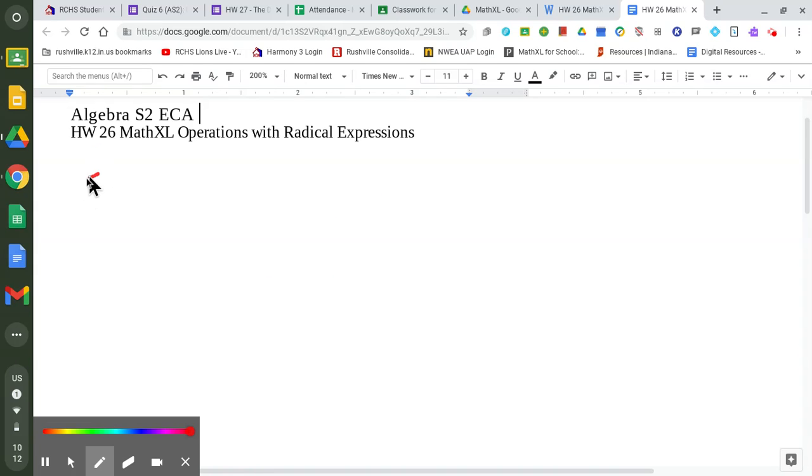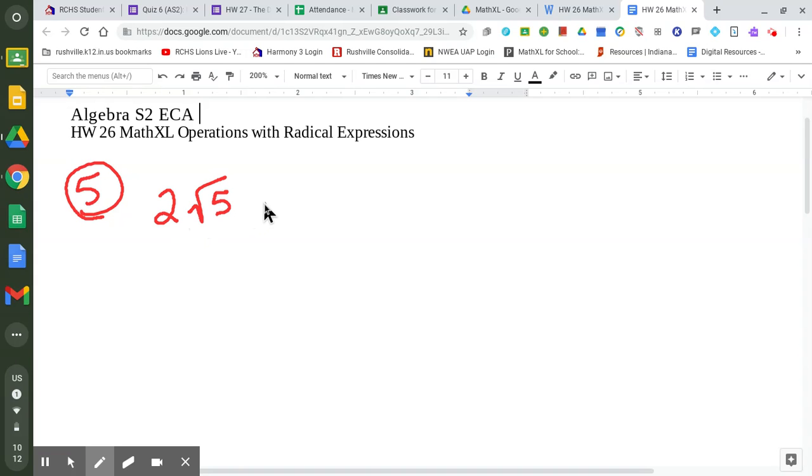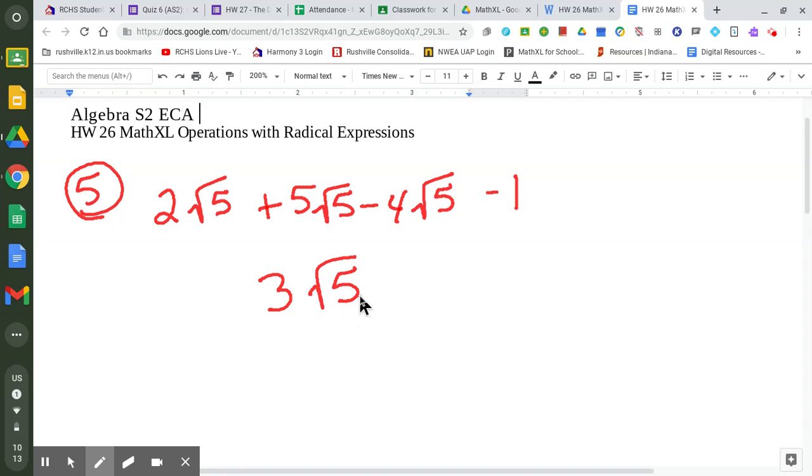Number 5, 2 square root of 5 plus 5 square root of 5 minus 4 square root of 5 minus 1. Now I have 3 terms that are like, and so I add the 2 plus this 5 plus or minus the 4. So 2 plus 5 is 7. Minus that 4 would give me 3 square root of 5. And then I have my minus 1. And that is my answer.